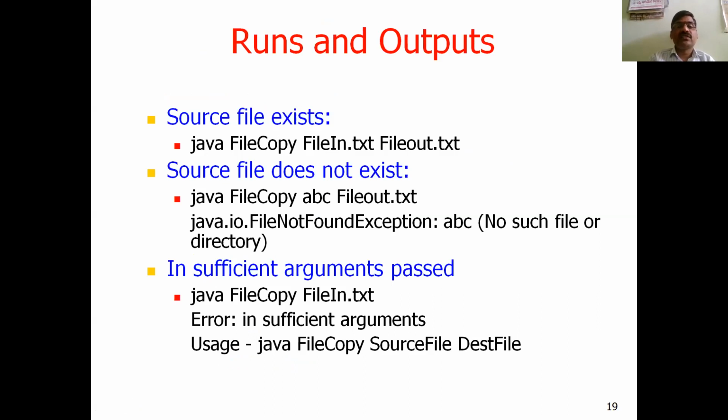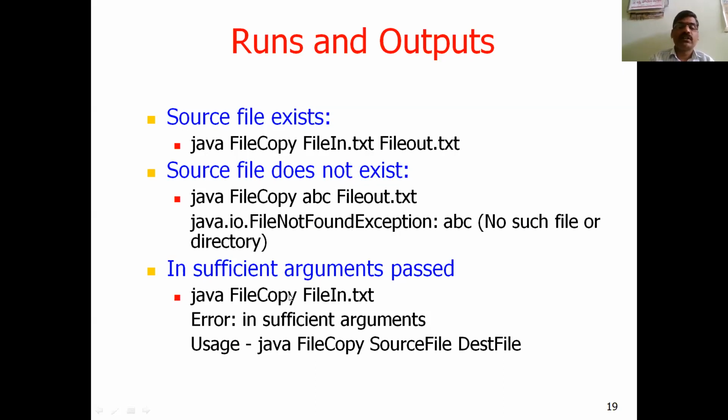If the source file exists, that means you are given java FileCopy file in.txt file out.txt. That means you want to copy the contents from file in.txt to file out.txt. If the source file does not exist, that means file in.txt does not exist. Suppose java FileCopy abc file out.txt. So java.io.FileNotFoundException abc: no such file or directory. If the source file is not found, a FileNotFoundException will be generated.